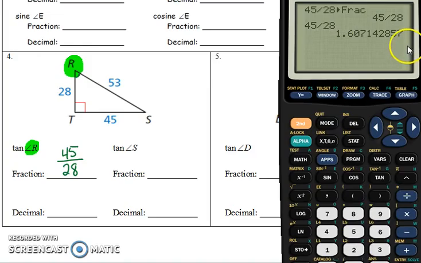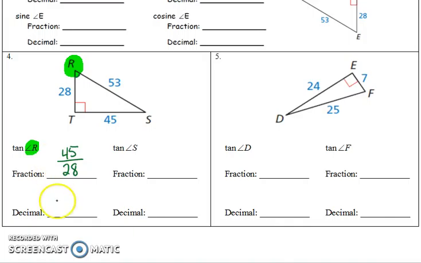And we get this long decimal. Remember, we're cutting it to 4 places. So the decimal version would be 1.6071. So the tangent of angle R written as a fraction is 45 over 28, and the tangent of angle R written as a decimal is 1.6071.